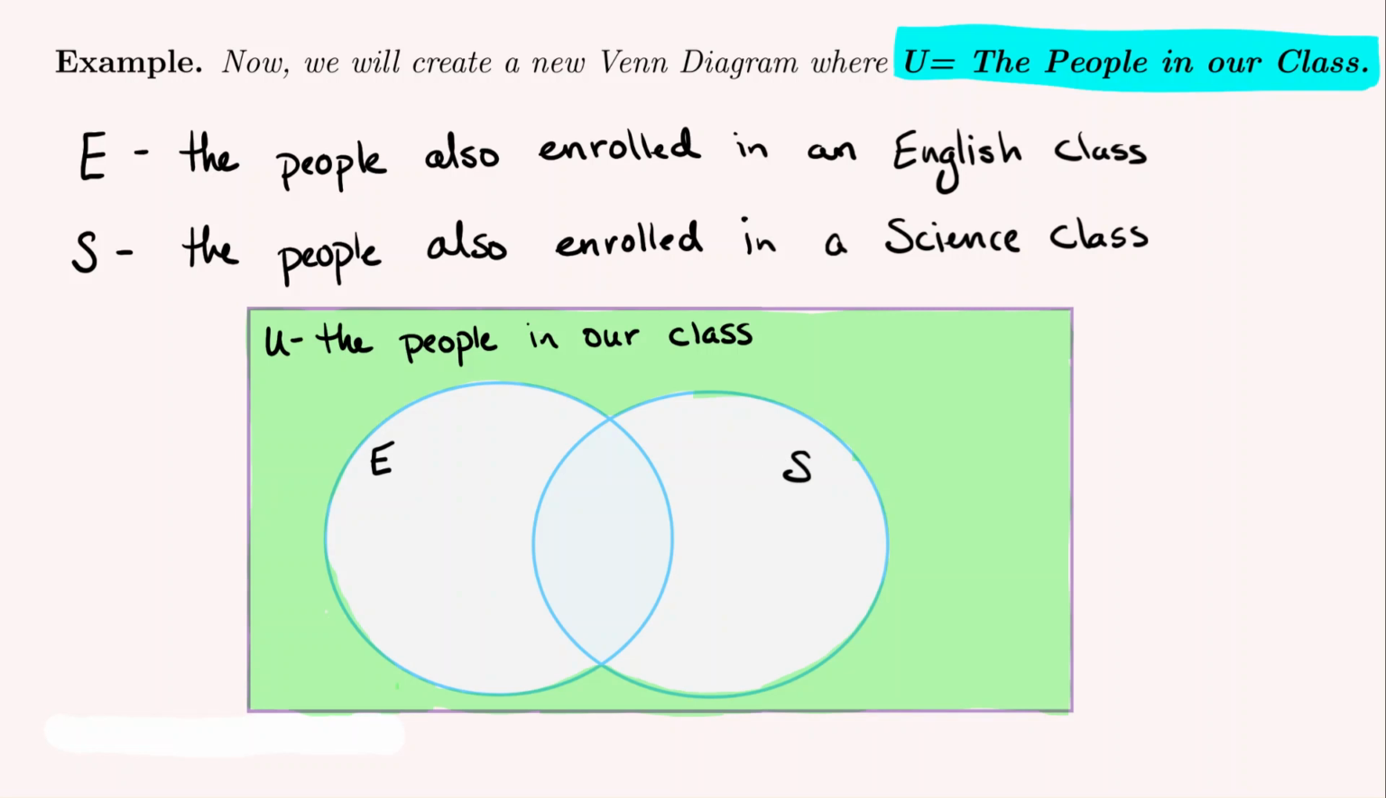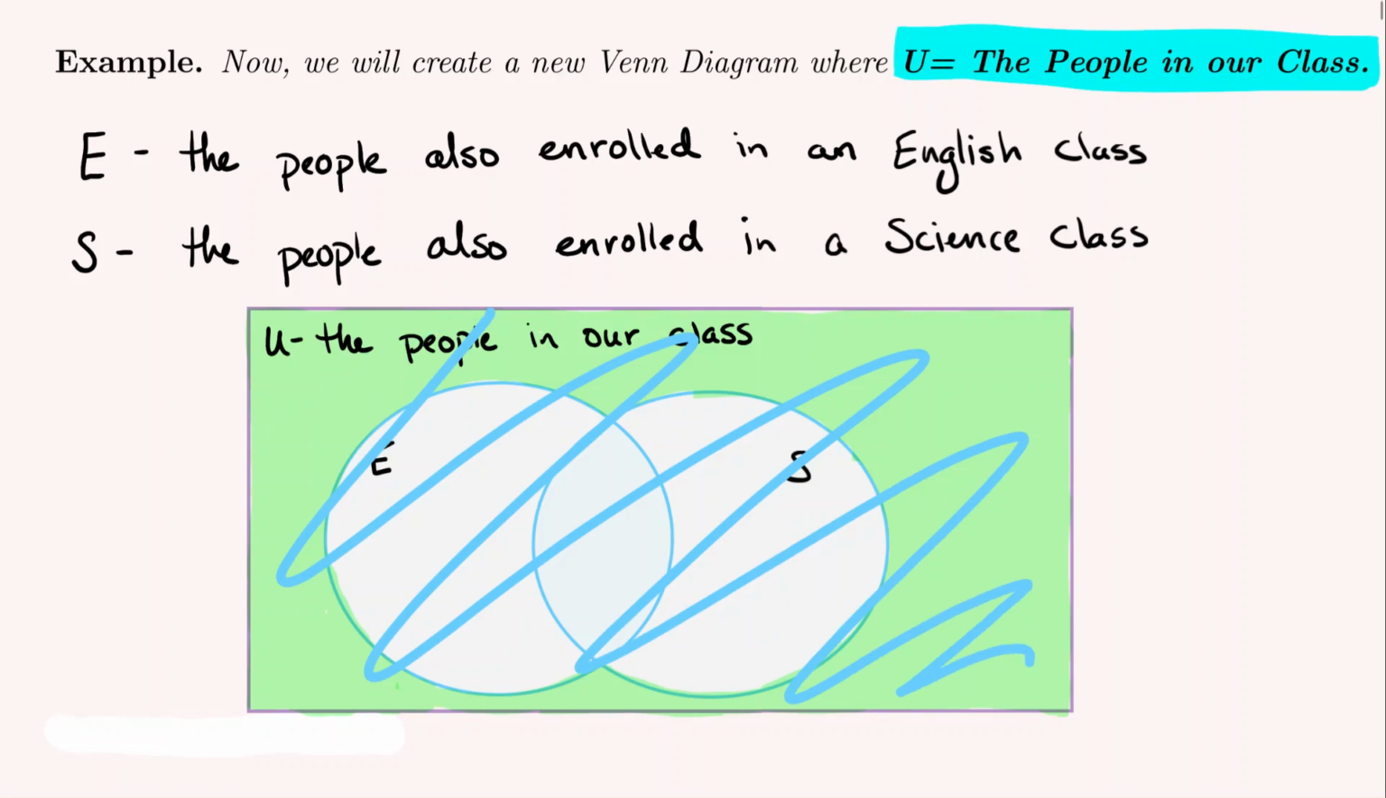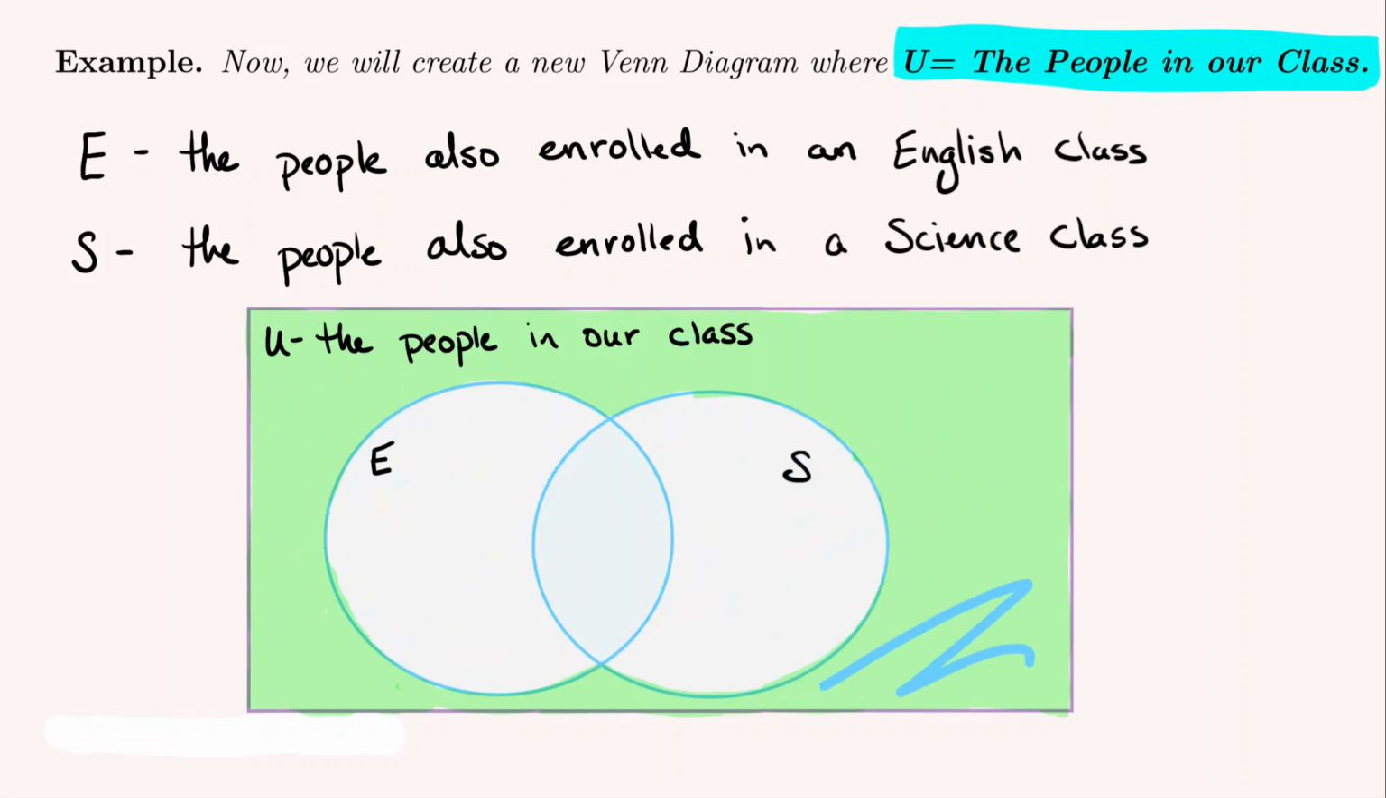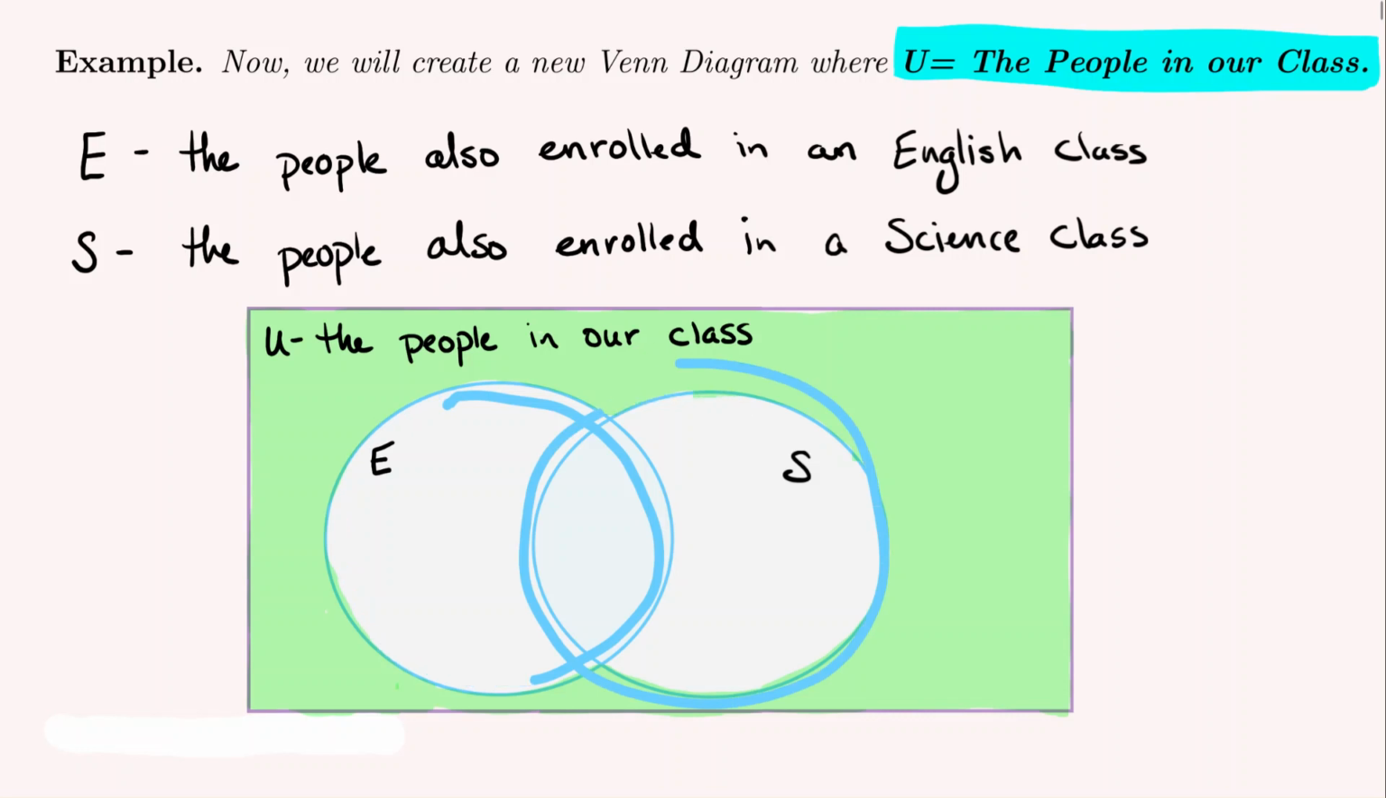In our Venn diagram, I've now shaded a particular section. How would you describe the students who belong to this particular section in words? Because they're within the universal set, they're definitely students in our class. However, more particularly, we see they live outside of both the students enrolled in English class and the students who are enrolled in a science class. So this green section that has been shaded would be described as the students in our class who are not in an English class, and they're also not in a science class.